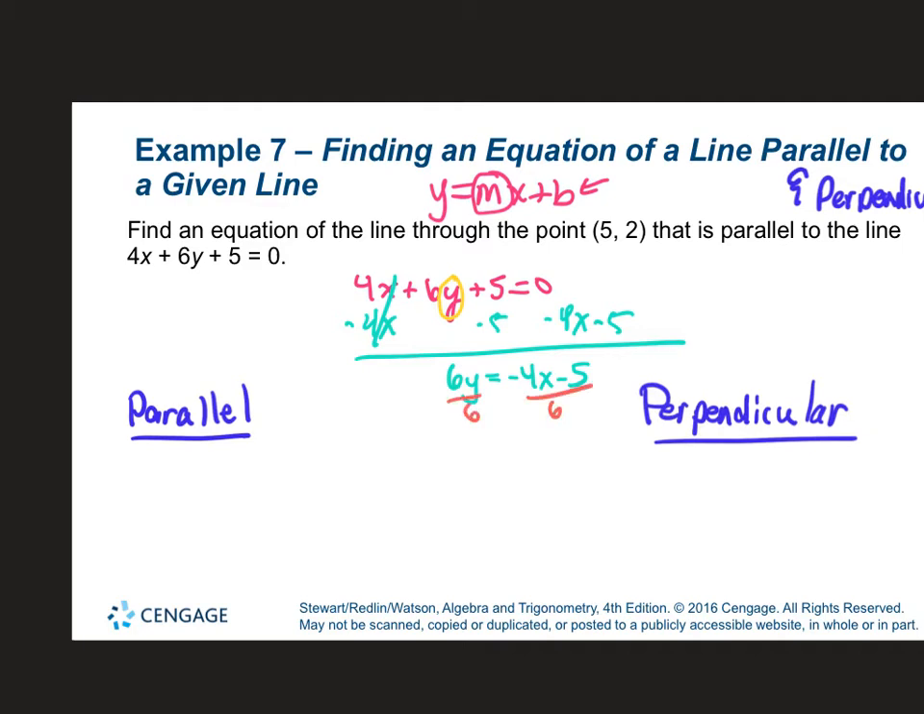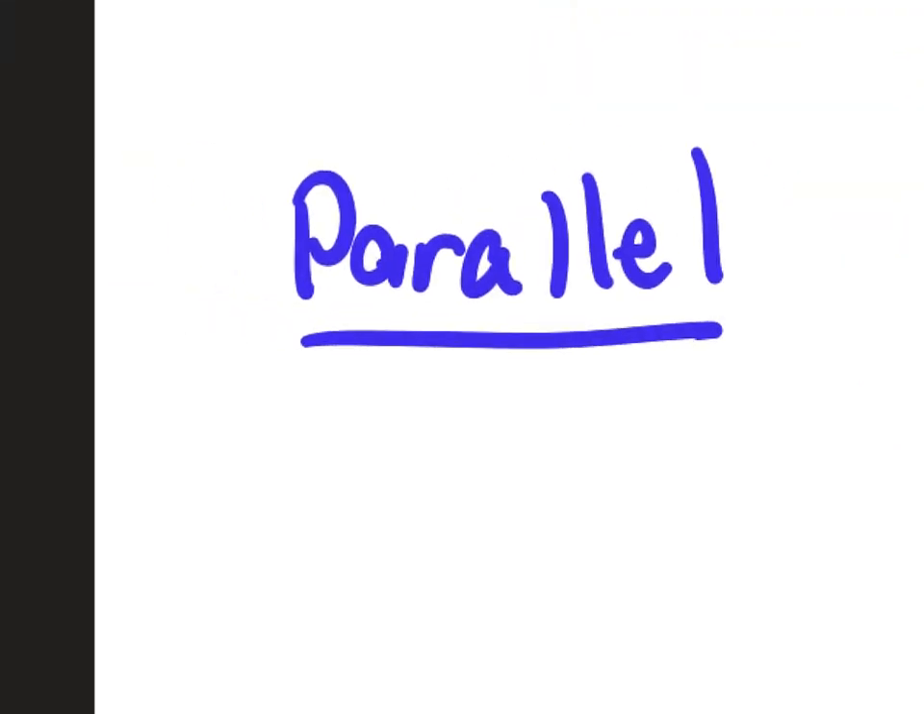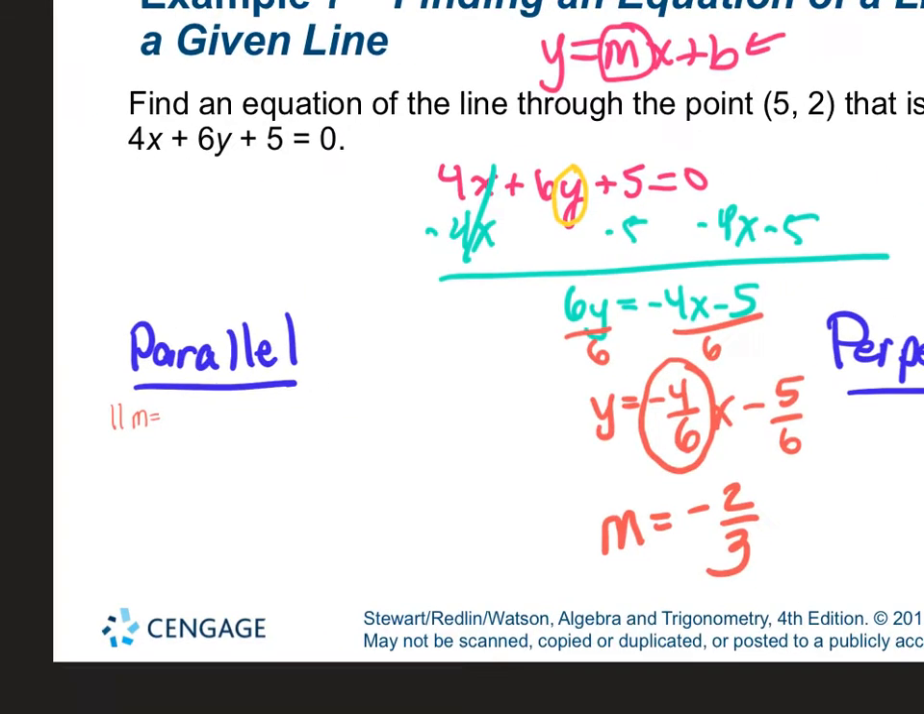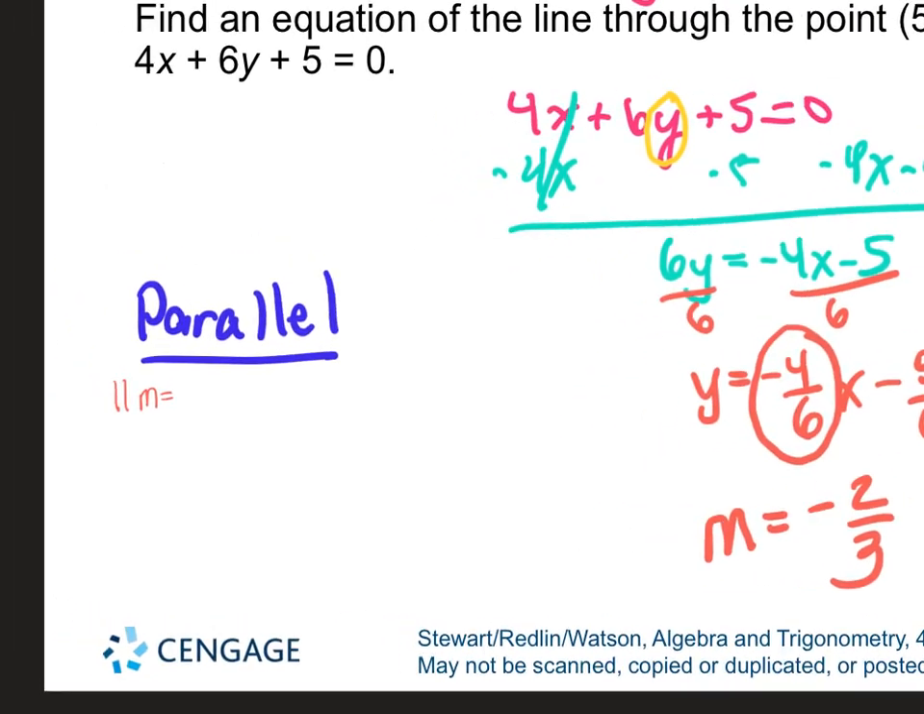Divide everything by 6. So I have y equals -4/6x minus 5/6, right? What does negative 4/6 become? Negative 2 over 3? Yes? Okay, so my slope, guys, for this line is negative 2 over 3. So if I'm going to write a line that's parallel to that, what's the slope that I'm going to use? Negative 2 over 3. Perfect.